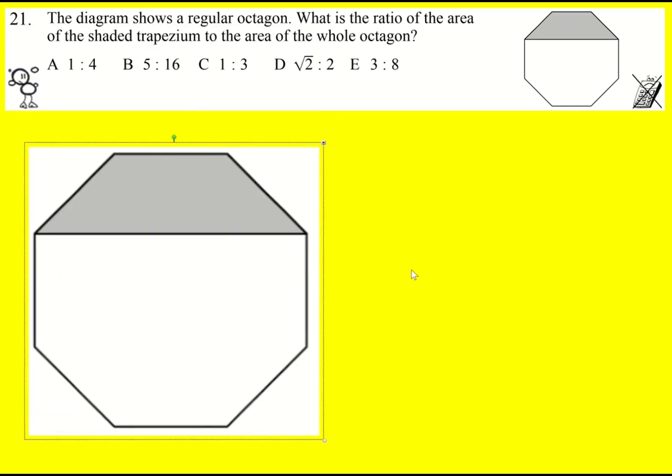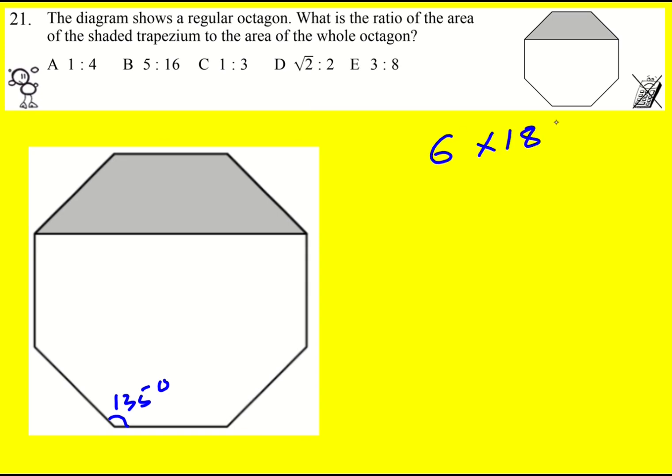Here's a bigger diagram of what's going on. Now, this is a regular octagon, which means that the interior angles inside are 135 degrees. You can get that by doing the number of sides minus 2, times 180, and dividing by 8. That'll give you 135. And this is useful because that's 90 and therefore this is 45.